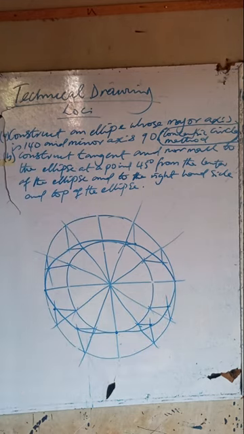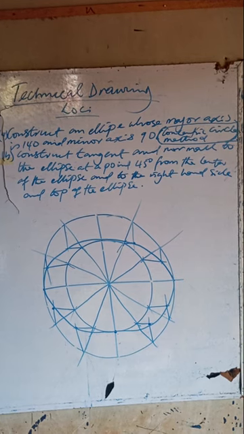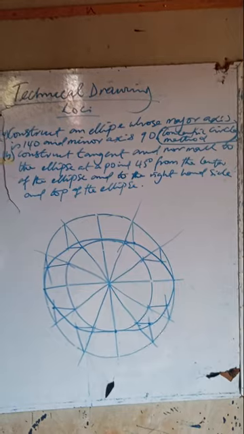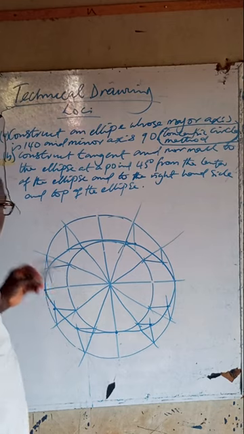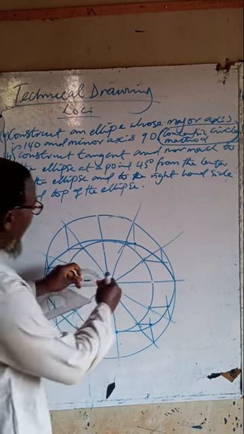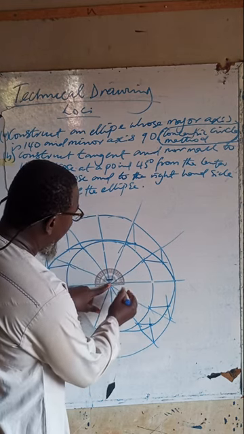So that is my ellipse. Now the question says that we should draw a tangent and normal to the ellipse at a point which is 45 degrees. To do that, you either use a 45-degree set square or use your protractor. If you want to use your protractor, put it at the center like this and count 45.